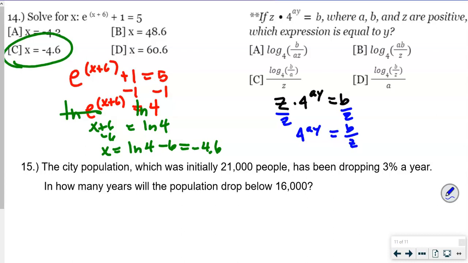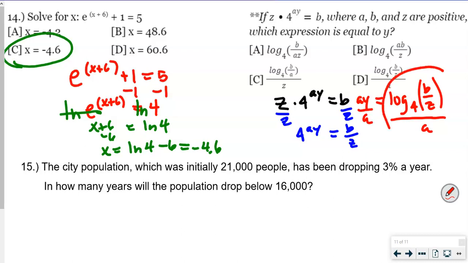So now let's go ahead and write this as a logarithm because our base is 4, right? So we're going to say log base 4 of what's over there on the right, which is b over z, right? And that's going to be equal to our ay. So now, what do we do to get y by itself? We divide everything by a, don't we? So we're going to divide all of this by a because we have to divide this by a to get y by itself. Okay, so that's going to be our answer.